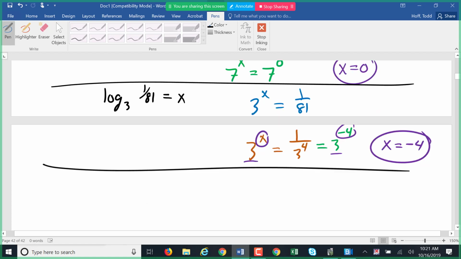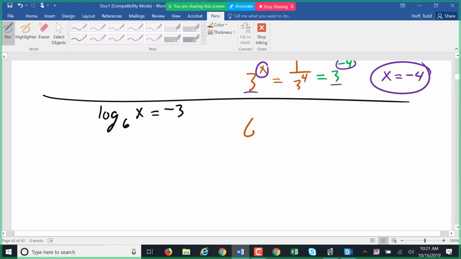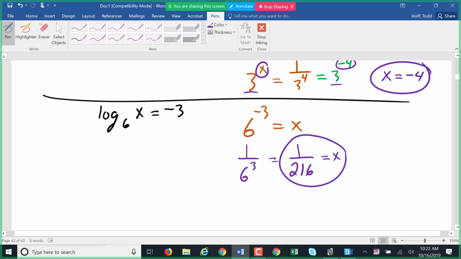We might have log base 6 of x equals negative 3. That's saying 6 to the power of negative 3 equals x. So all we have to do there is do the power. 6 to the power of negative 3 is 1 over 6 to the 3rd. 6 times 6 times 6 is 216. So x equals 1 over 216.